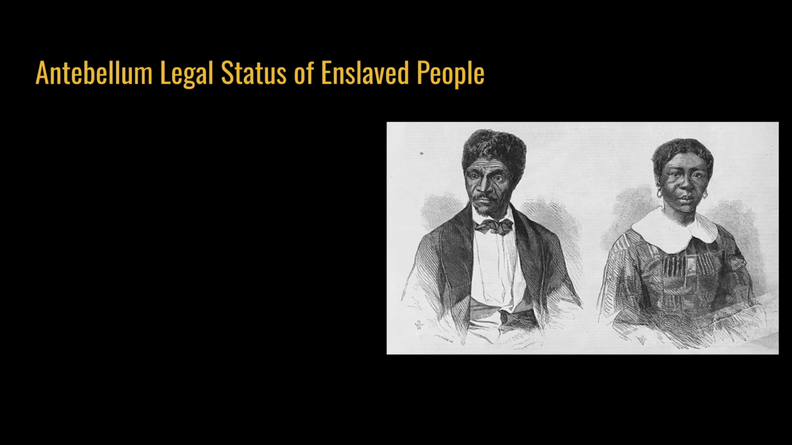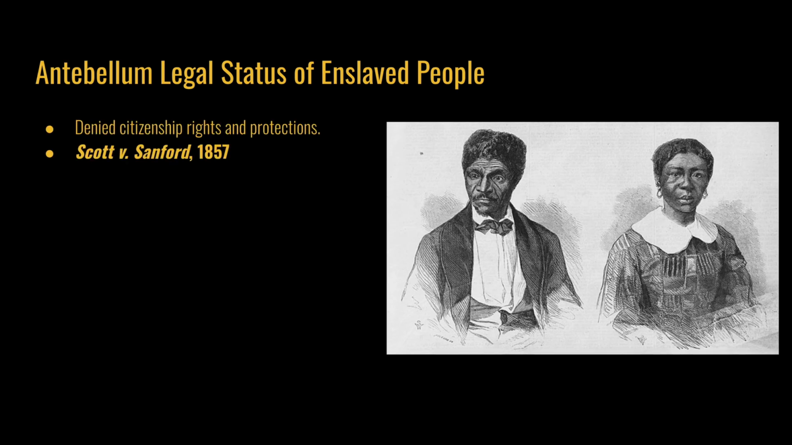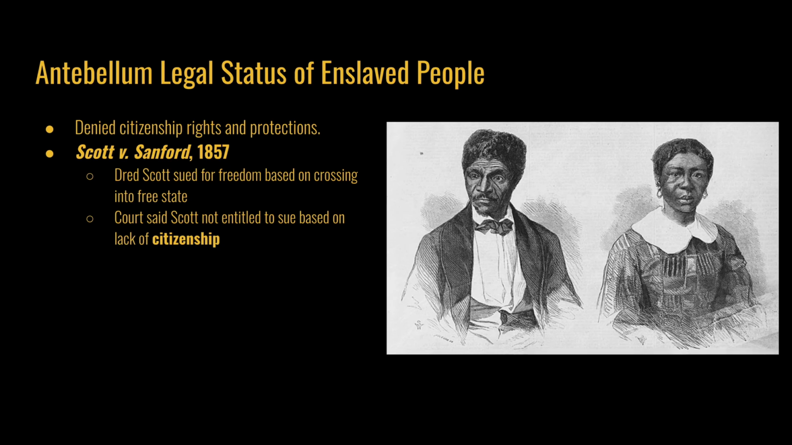The major Supreme Court case that defined the citizenship rights and protections of black and enslaved people in the 19th century was Scott v. Sanford in 1857. It revolved around the case of Dred Scott and his wife Harriet, who sued for their freedom based on being taken into free territory by their former enslaver. They claimed that by having crossed over into territory that did not sanction slavery, they were in turn free.